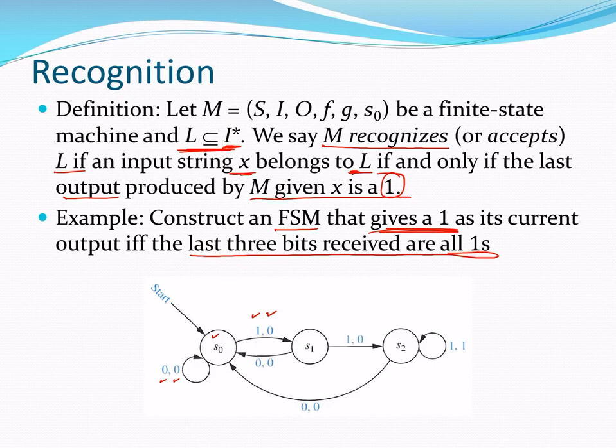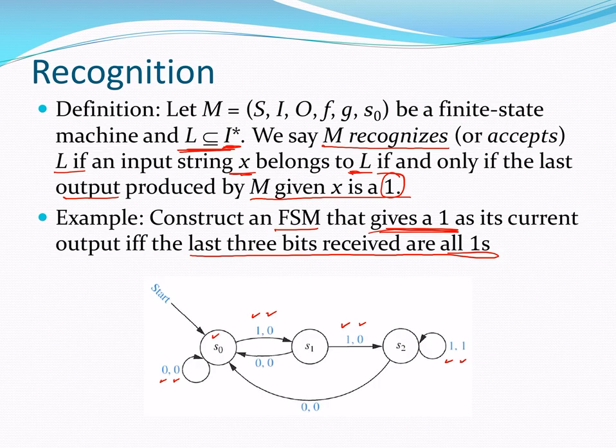If in state 1 another 1 comes in, then I still won't output a 1, but now I'm in state 2, which means I've had 2 ones come in as the most recent inputs. Now, if a 1 comes in from state 2, that means that 3 ones in a row have been received, and I'll say that I recognize it.